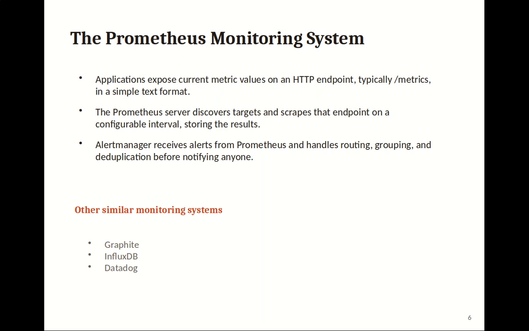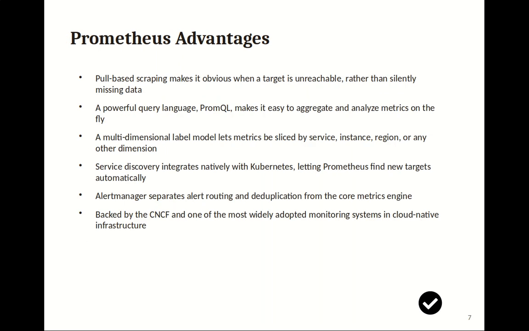Other similar monitoring systems: Graphite, InfluxDB, Datadog. Prometheus advantages: pull-based scraping makes it obvious when a target is unreachable, rather than silently missing data. A powerful query language, PromQL, makes it easy to aggregate and analyze metrics on the fly. A multidimensional label model lets metrics be sliced by service, instance, region, or any other dimension.